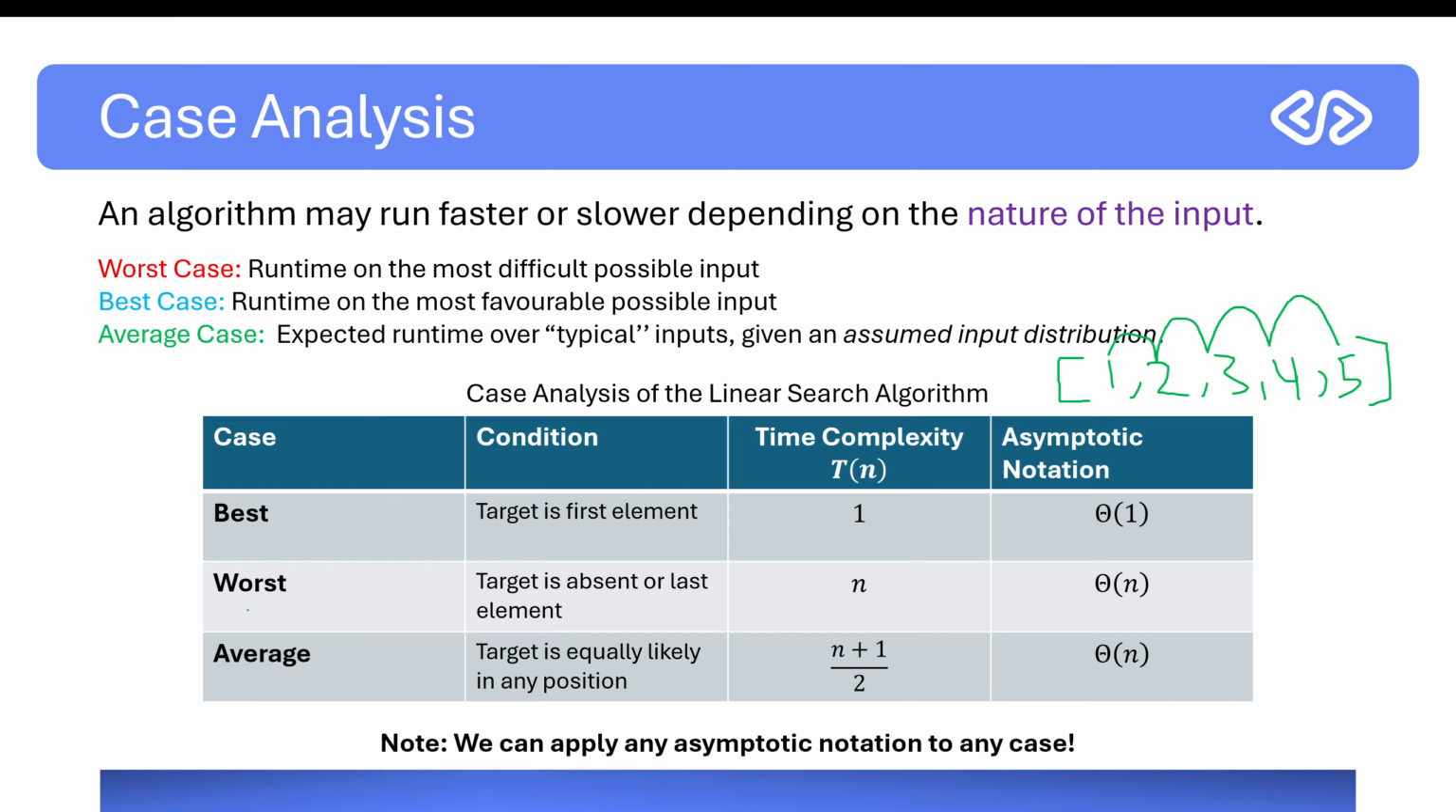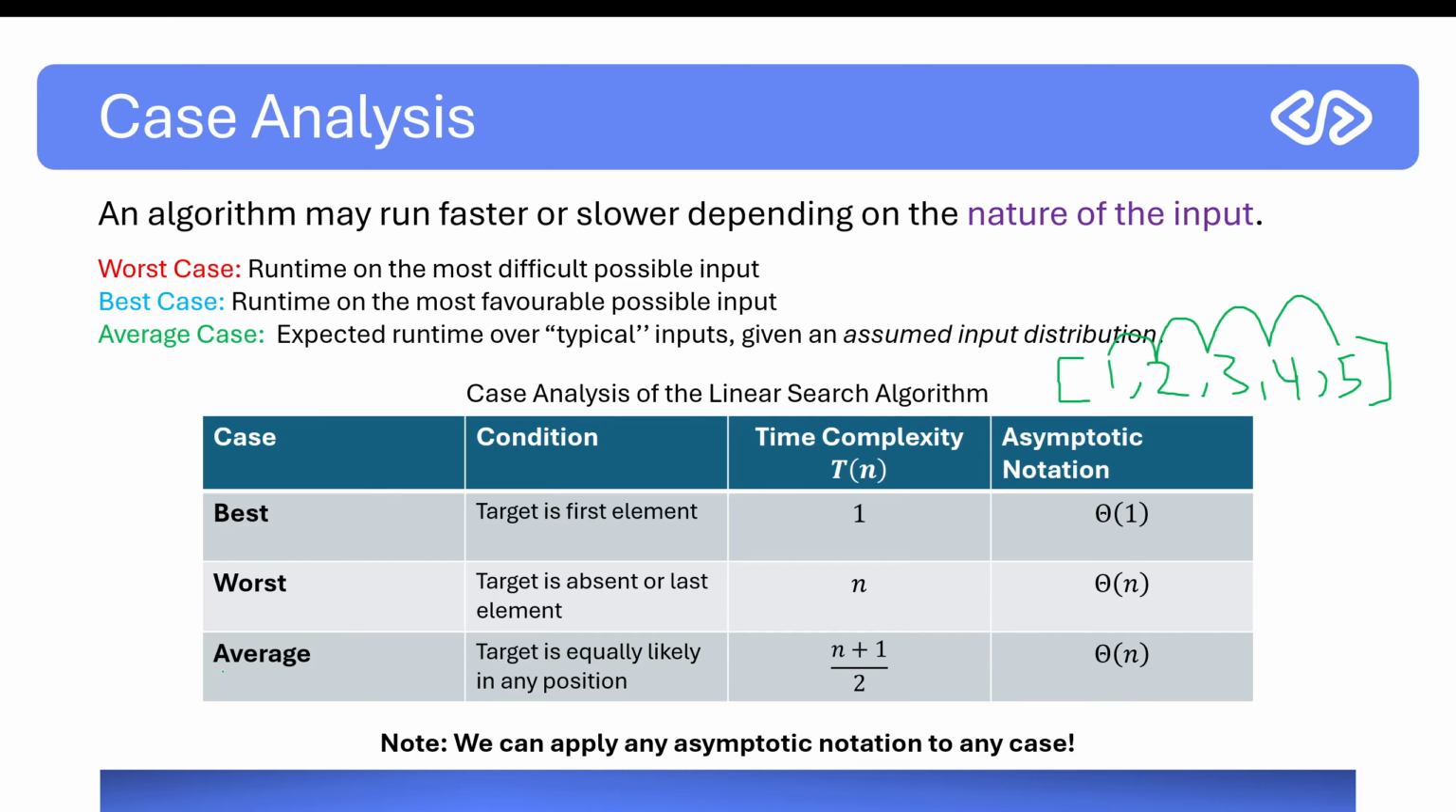For the worst case, perhaps you're searching for something that doesn't exist, so you're going to have to go through the entire list. Or perhaps the element is the last element, so you're going to have to go through the entire list. If the list has n elements, you're going to have a time complexity of linear time. And that will always be true, so that's why we can tightly bound it as linear.